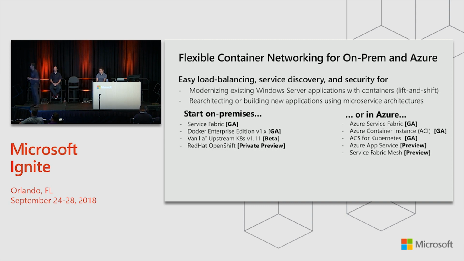We have services like Azure Service Fabric, and also Azure Container Instances. ACI is built on top of Kubernetes, as is the Azure Container Service for Kubernetes, ACS. We also have a few other offerings that are in preview, Azure App Service and Service Fabric Mesh, all to provide a hybrid experience for containers. So you can build your containers on-prem, and then you have an easy way to migrate them into the cloud.